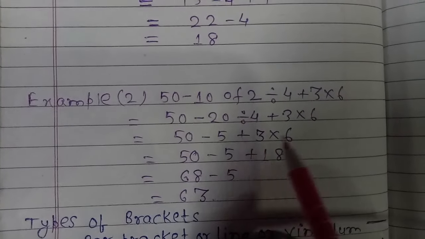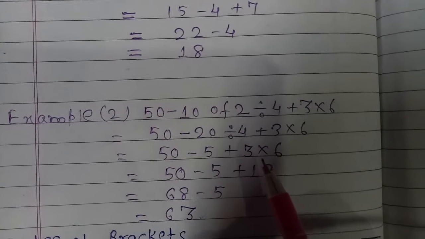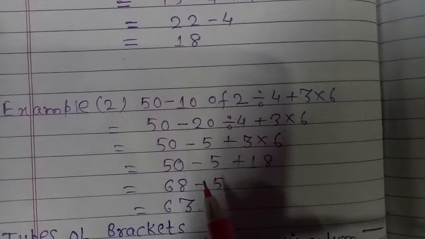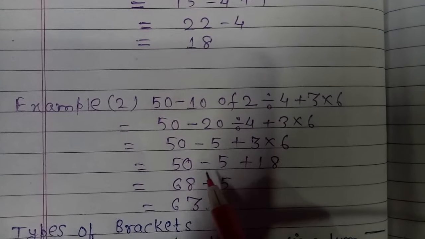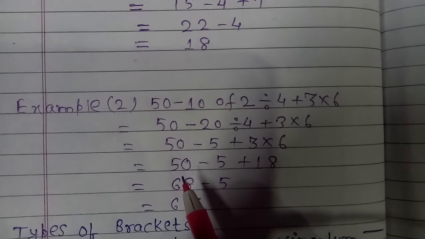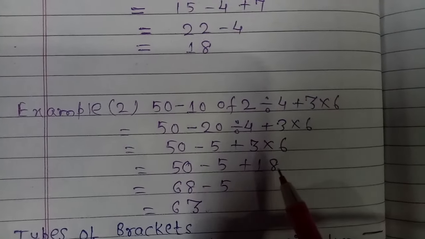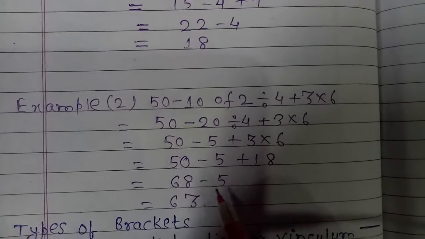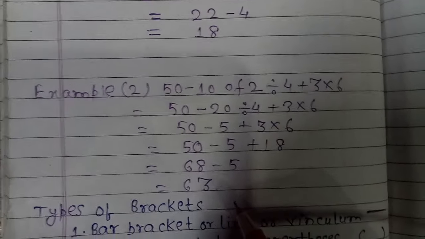Here again 3 operations are present. According to the BODMAS rule, we will multiply. So multiply 3 by 6, we will get 18. So this becomes 50 minus 5 plus 18. Here in the fourth step, 2 operations are present. So we will do the addition first according to the BODMAS rule. In subtraction and addition, we do the addition first. So add 50 with 18, 50 plus 18 is 68. So this becomes 68 minus 5. After subtraction, lastly the final answer is 63.